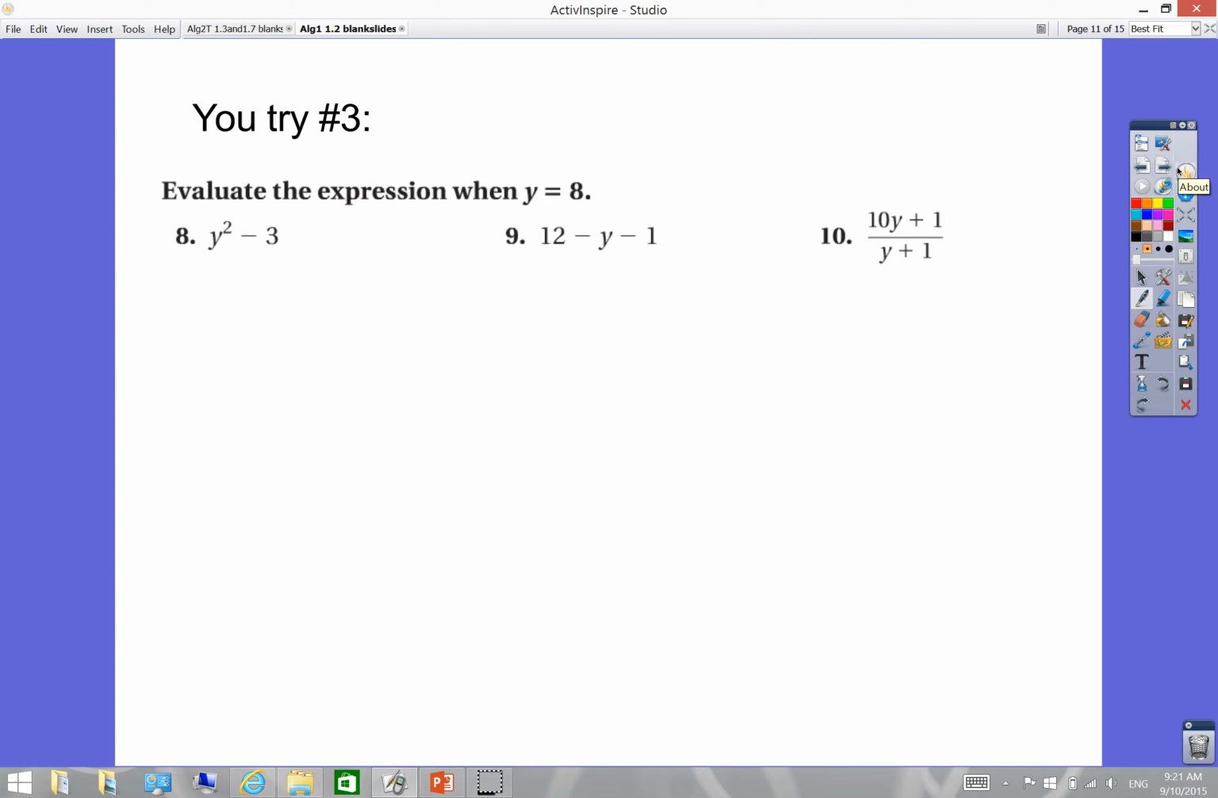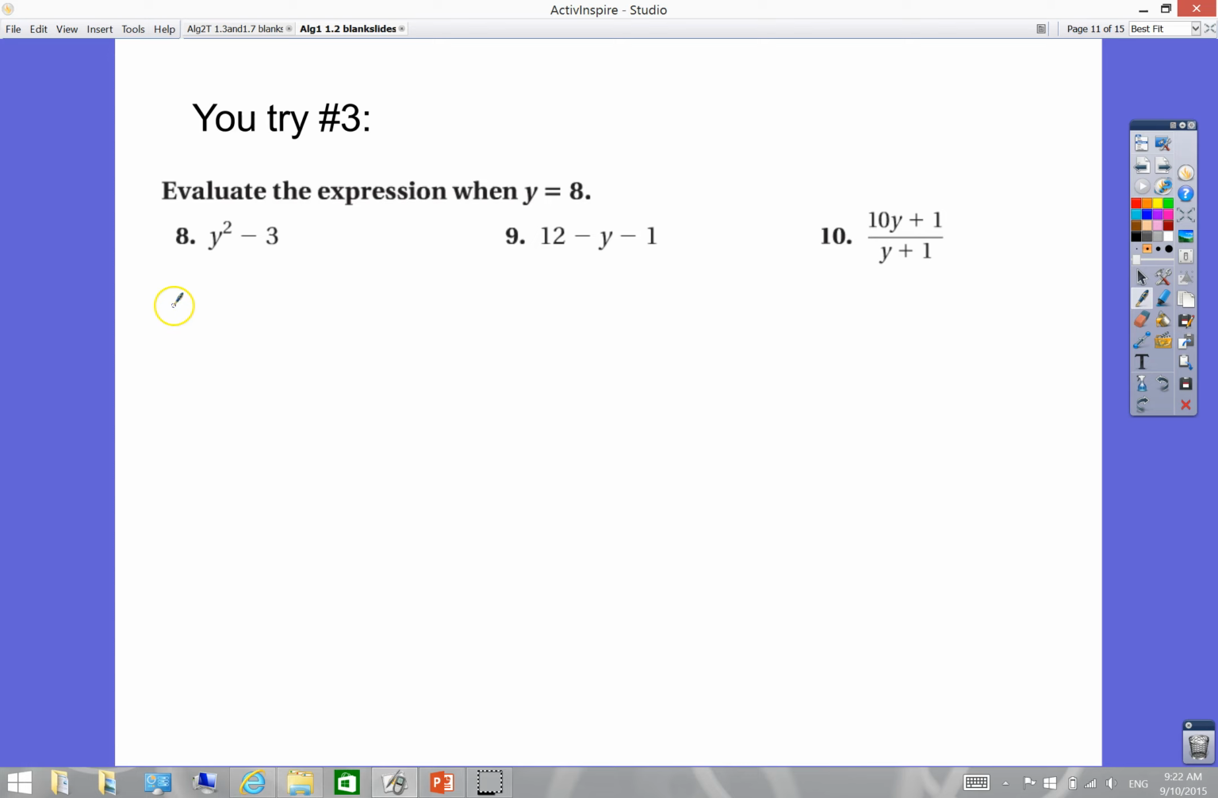Okay, last of our Try-Its for today. Today was a short lesson because virtually the whole class had an assembly. So that's why this was short. So go ahead and evaluate these 3 expressions when y equals 8.